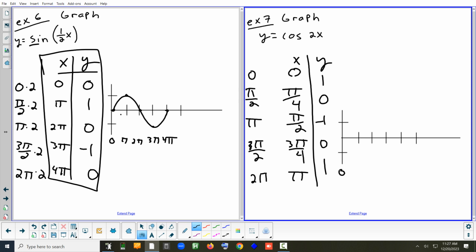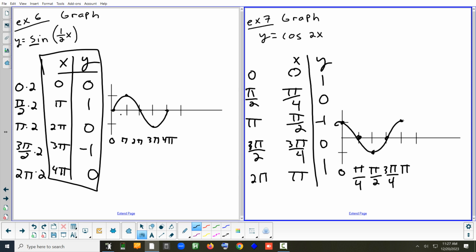Okay, so now each tick mark represents how much? Yep, each tick mark now is representing 45 degrees. So it's going to look the same because I'm changing my scale. All right, so we got 0, 1, 0, -1, 0, back to 1. There you go. That's really how period changes work. Any questions on that?